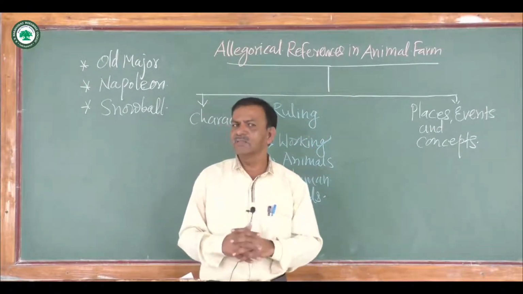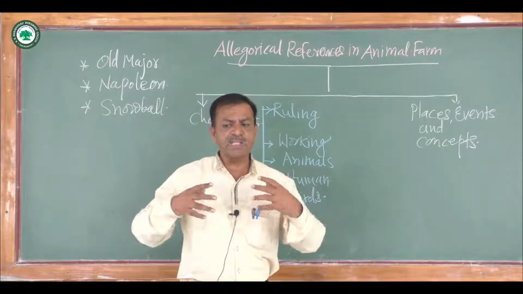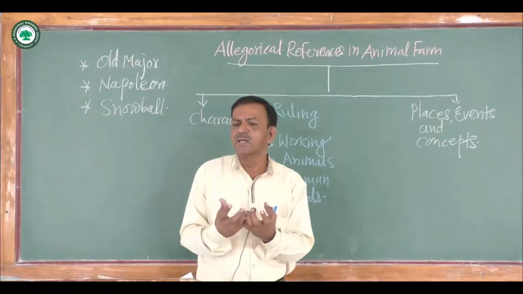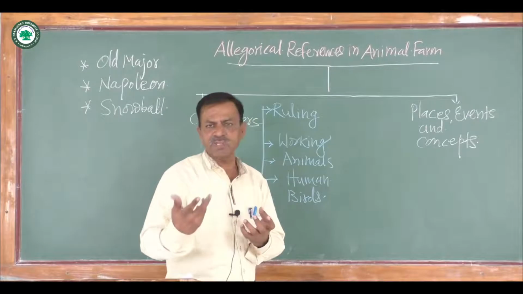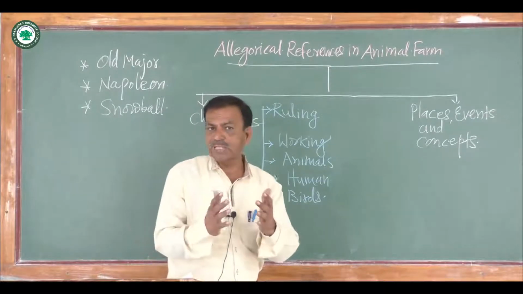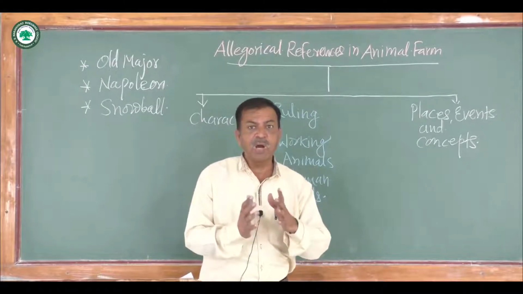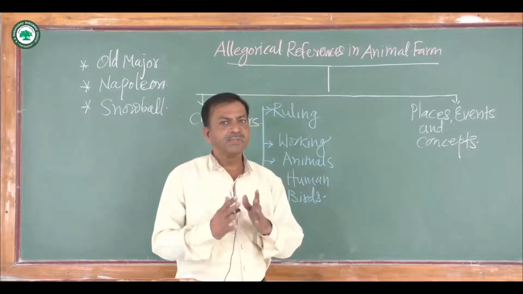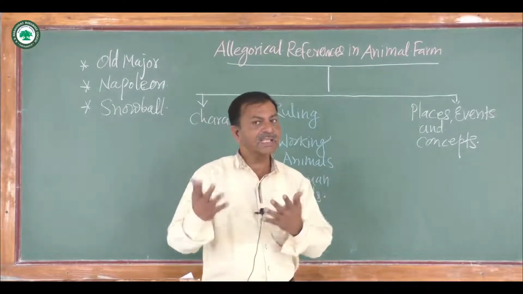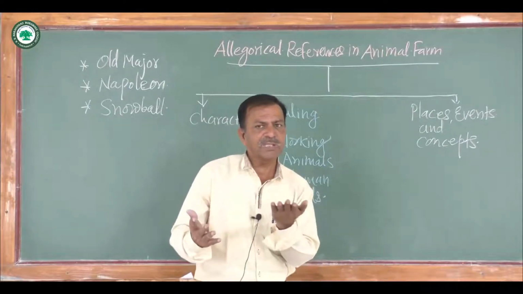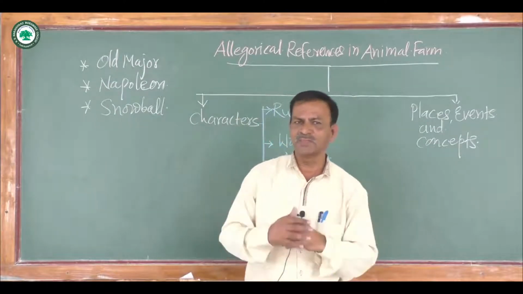So what is an allegory? Allegory is just an expression by means of symbolic fictional figures and action. So first of all, these are fictional characters, these are symbolical characters, even the actions are symbolical. It says something. The surface meaning is different and the deeper meaning is quite different.